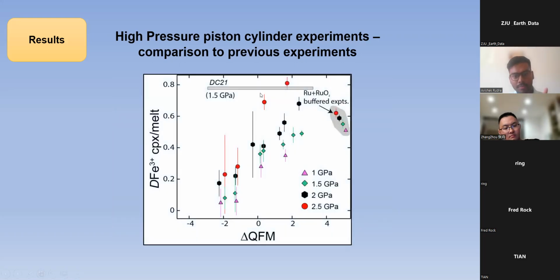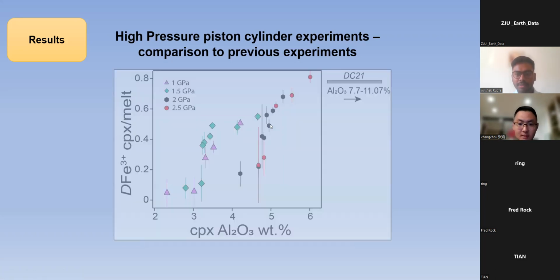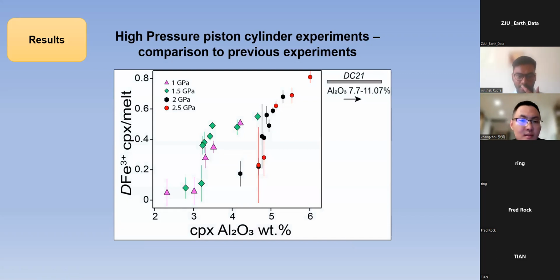the pyroxenes of Davis and Cottrell have very different aluminum concentrations than our pyroxenes. They're much richer in aluminum than our pyroxenes, which turns out to have a positive effect on the ferric iron partition coefficients. So when we compile all the data of our experiments and theirs, we see that irrespective of the pressure and the oxidation efficacy of the system, there is a positive correlation between the aluminum concentration in the CPX and the CPX melt ferric iron partition coefficient.